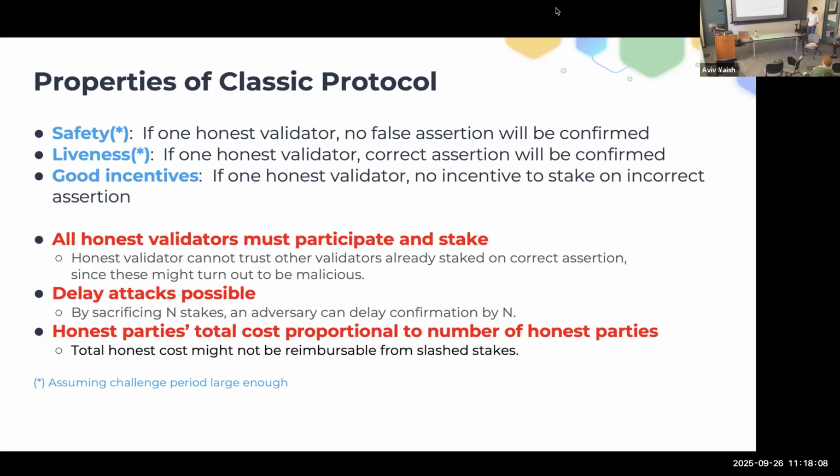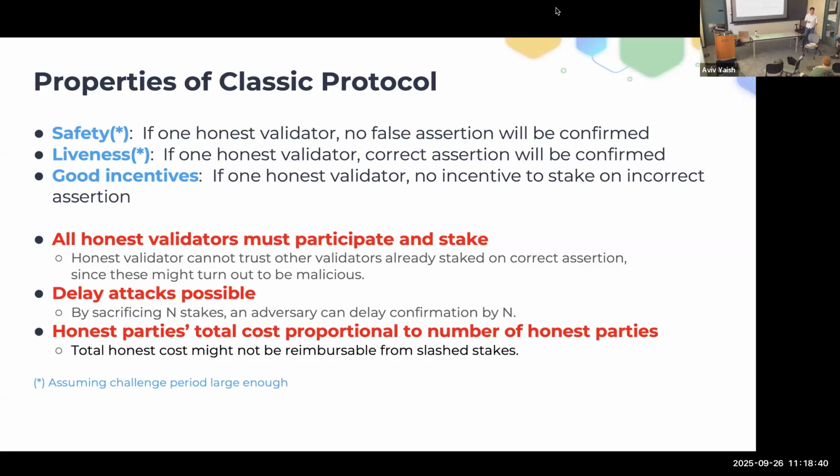And because of this, I'm jumping to the third bullet here, the total cost of all the honest parties could be proportional to the number of honest parties. For example, if there is just one bad validator, their expenses will not be reimbursable. And by expenses, I'm not talking just about the stake, but also the expenses of doing the protocol, which every such move costs gas on Ethereum.